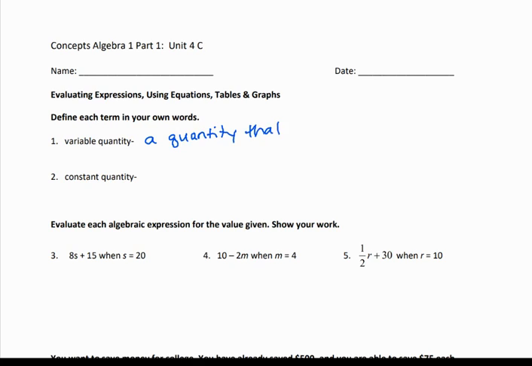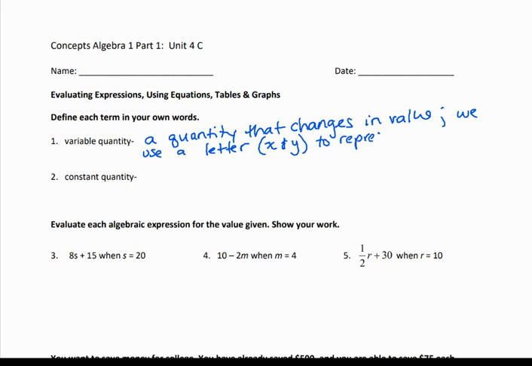Okay. So a variable quantity is a quantity, just like he said, that changes. Okay. And we use a letter, often X and Y, right, to represent it. Okay, so in the past, we've seen things like he worked for 4 hours, then he worked for 9 hours, then he worked for 20 hours. That number of hours kept changing, so hours was a variable.